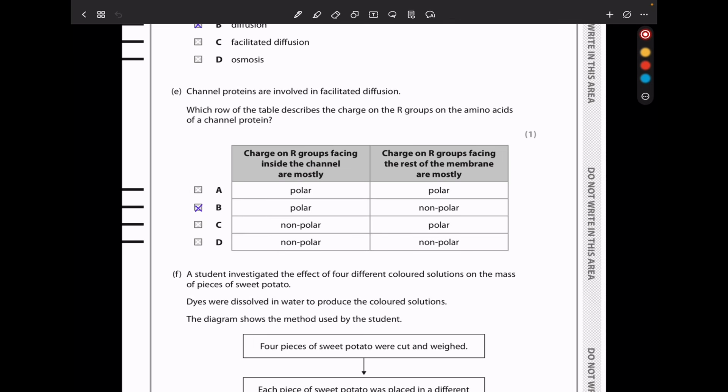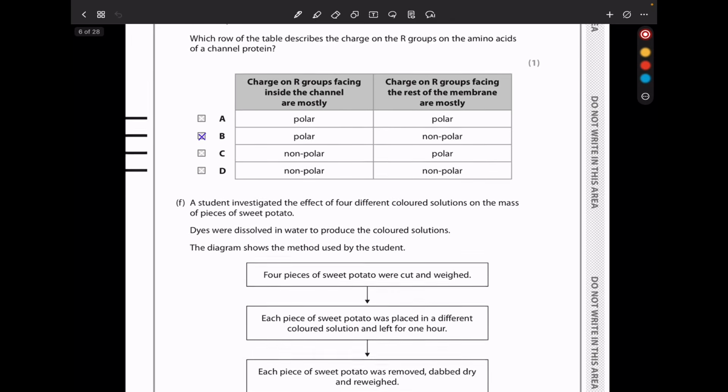Which row of the table describes the charge on R groups on amino acids of the channel proteins? The first part says charge on R groups facing inside the channel are mostly, these are going to be polar. And then they say charge on R groups facing the rest of the membrane, these are going to be nonpolar because they're facing the phospholipids. So the answer should be B.